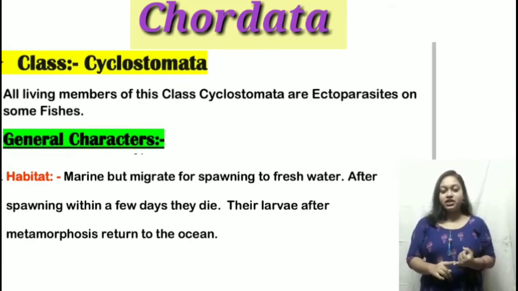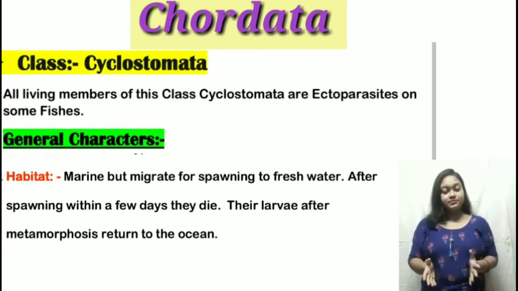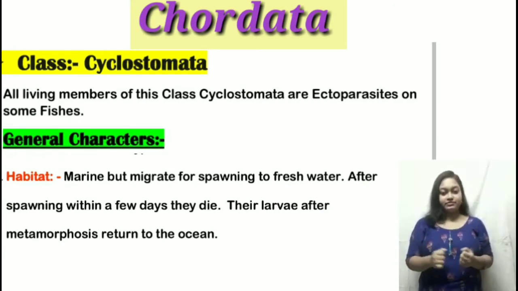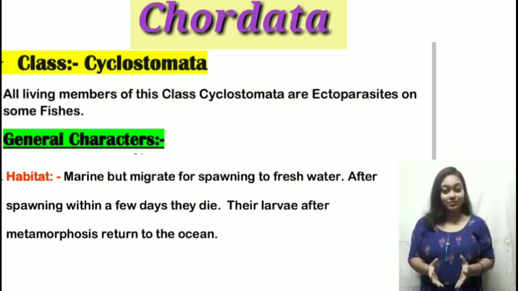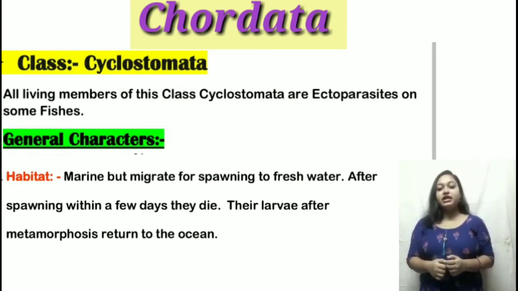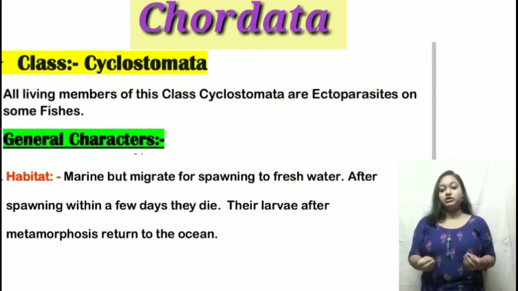So the first point is Cyclostomata are ectoparasites on some fishes. Their habitat is very important. They are mostly marine, but they migrate to fresh water for spawning. After the spawning they die. Their larvae after metamorphosis return to the ocean.